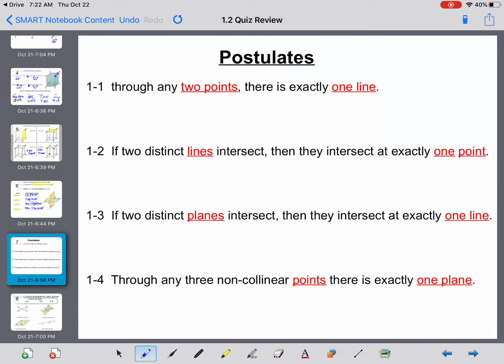Okay. On your worksheet, these are going to be white. You need to fill these in and remember these postulates. And my pen is back. Through any 2 points, there's exactly one line. If 2 distinct lines intersect, then they intersect at exactly 1 point. If 2 distinct planes intersect, then they intersect at exactly 1 line. And through any 3 non-collinear points, there is exactly 1 plane.